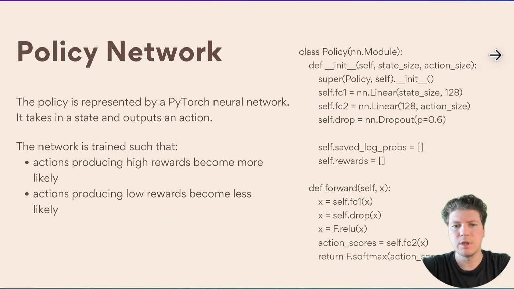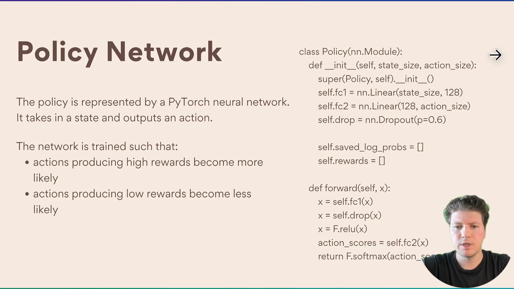Let's take a closer look at our policy network. It's a neural net that takes in a state as the input and outputs action probabilities via softmax function. We can see the layer definitions in the constructor and the forward pass in the forward function. Here we have a fully connected linear layer followed by dropout, followed by ReLU, followed by a second fully connected layer, and finally the softmax.